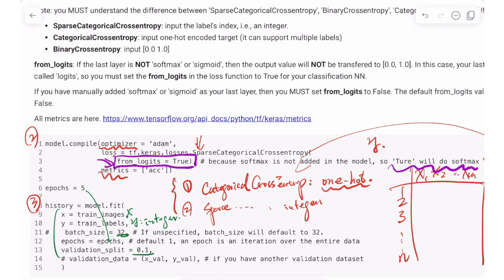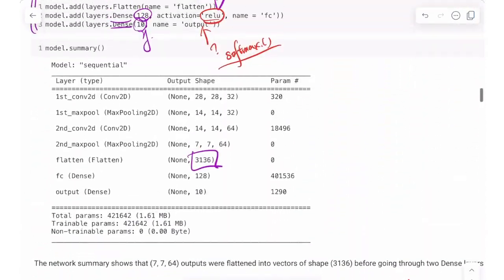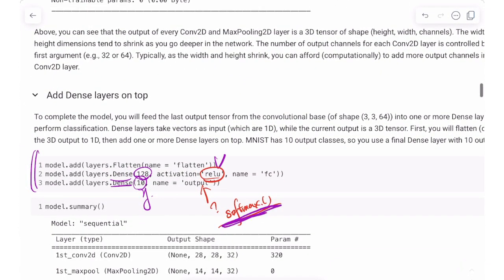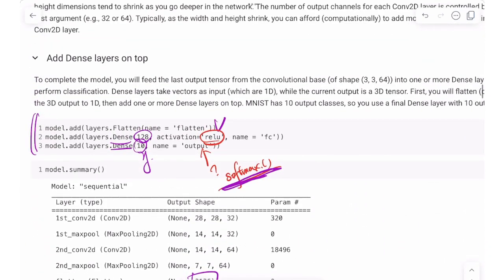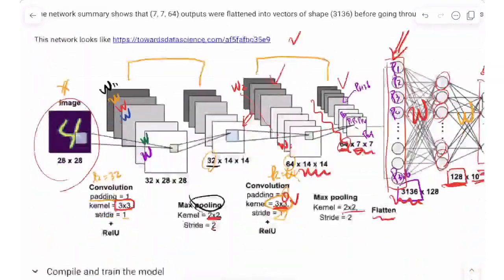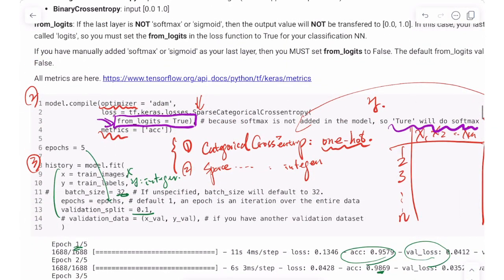Okay, so if you don't have softmax right here, you have to put from_logits equals true in your loss function. On the other hand, if you put softmax right here as your activation function on the output layer, then you don't have to specify from_logits. So you have to write from_logits equals false on your loss function. It is weird, but that is how it works.